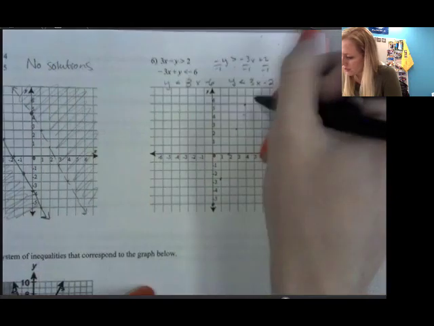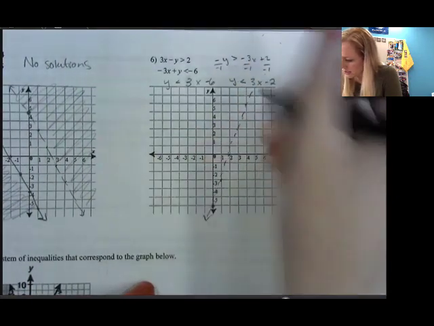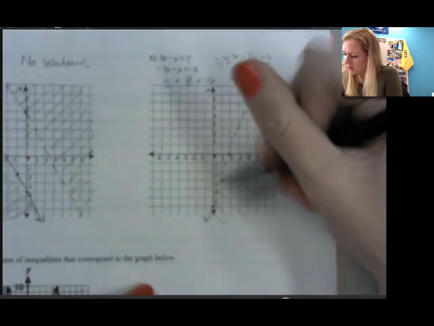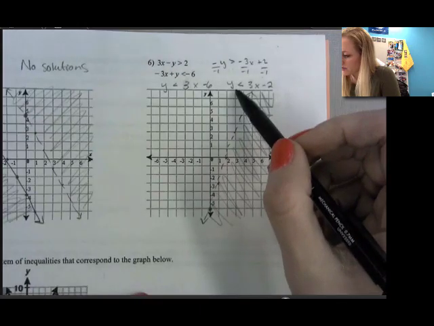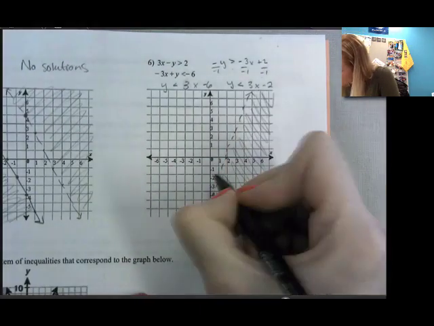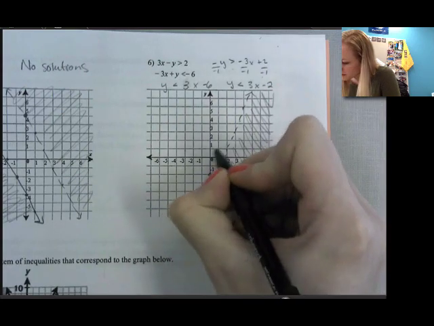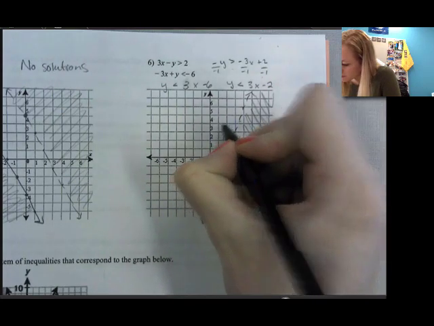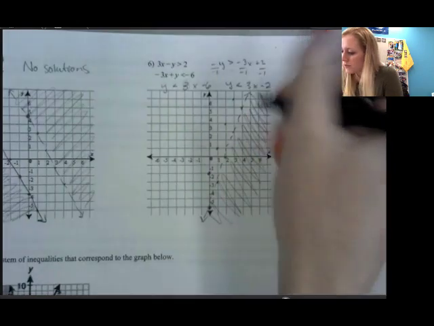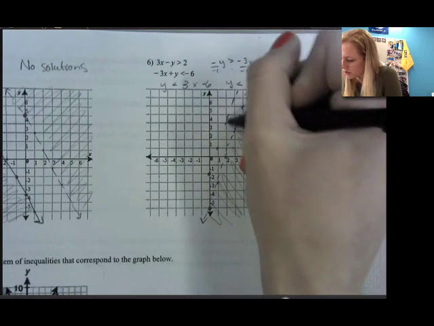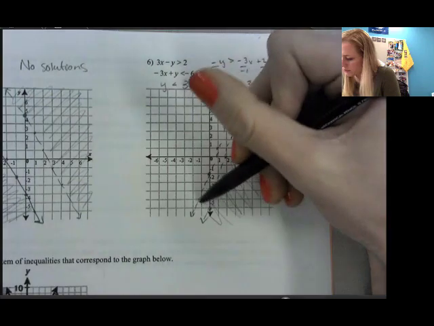And this guy is dotted. And it's shaded below. And this guy, y is less than 3x minus 2. So negative 1, negative 2. Up 3 over 1 for the slope. So same slope again. This one is going to have an intersection though, because I'm also shading below on this one.